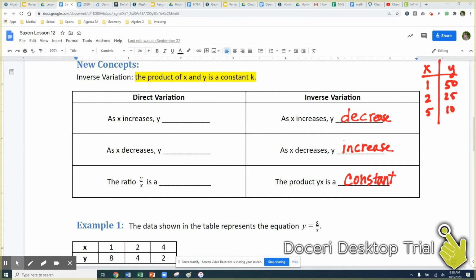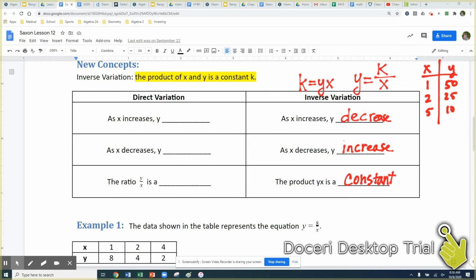So we're going to make a couple of notes above this. Our constant, which we're using k to represent, is y times x. And then our equation for an inverse variation is going to be y equals k divided by x. Now that constant is 50. So let's talk about that equation.